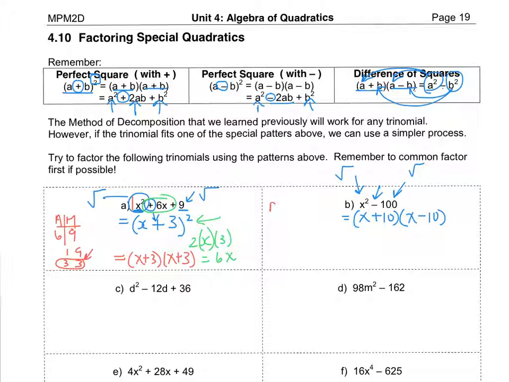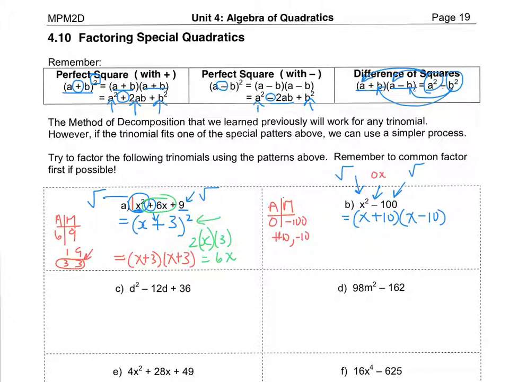Another option for that, we could treat that like a trinomial, even though there's only two terms. What we're multiplying to would be negative 100, and what we're adding to is 0 because there's 0 x's in the middle. We have 0x in here, so we're adding to 0. Well, the two numbers that will do that would be a positive 10 and a negative 10.